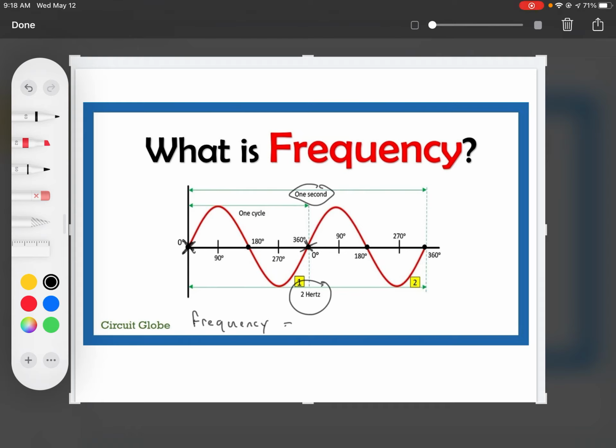Frequency equals waves per second. And the unit we use for that is hertz.